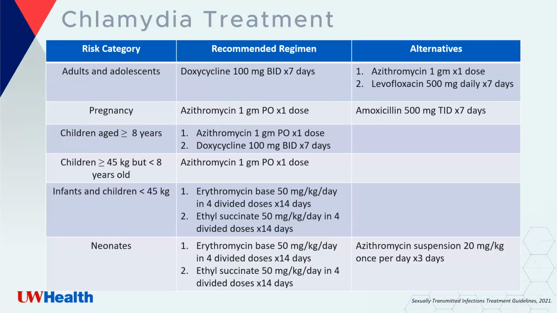For chlamydia treatment, doxycycline is the agent of choice at 100 milligrams twice a day for 7 days. This is a change to the guideline that we will discuss later. Previously, azithromycin 1 gram was also an appropriate treatment regimen, but this has recently changed. However, it still remains an appropriate treatment for patients that are pregnant or patients that are under the age of 8 years old, given that tetracyclines are contraindicated in that patient population. For infants and neonates, we still recommend the use of erythromycin-based or ethyl succinate-based therapies as well.